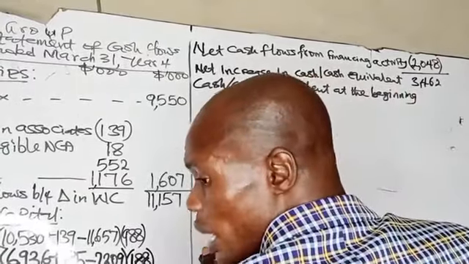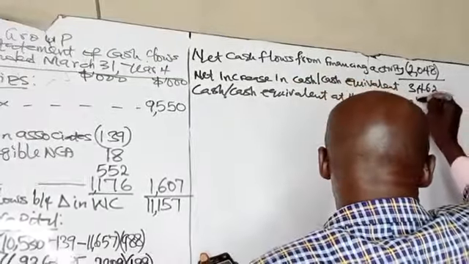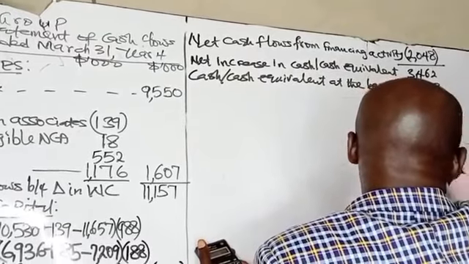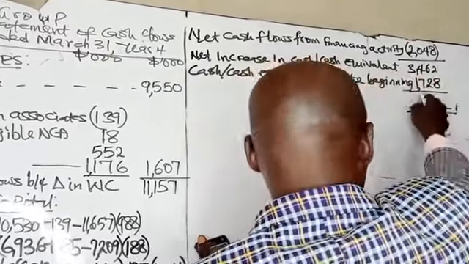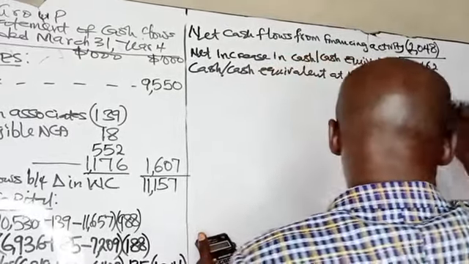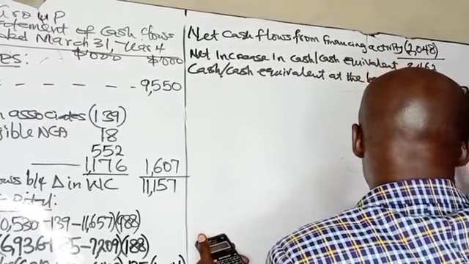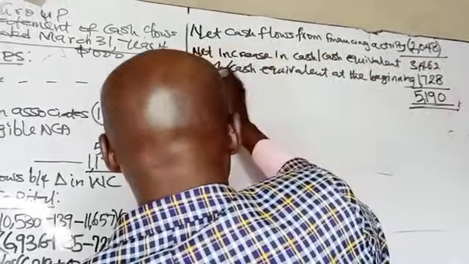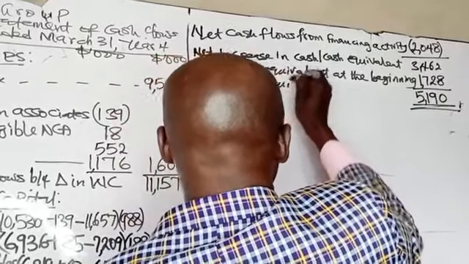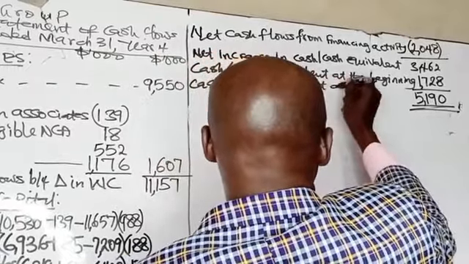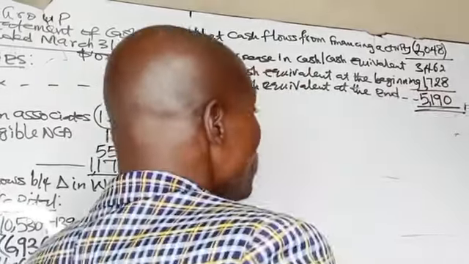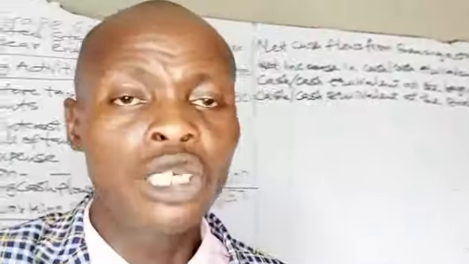If you go through your current assets, you have 1,728 there. That is the opening balance. If you add it, you then have 5,190. This is cash or cash equivalent at the end of the period. So this is the end of the solution to the question.